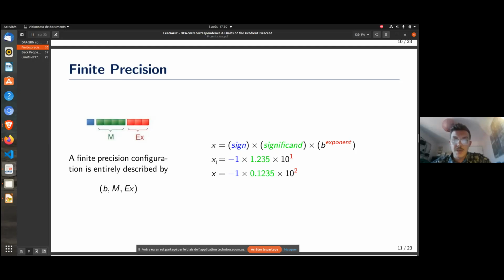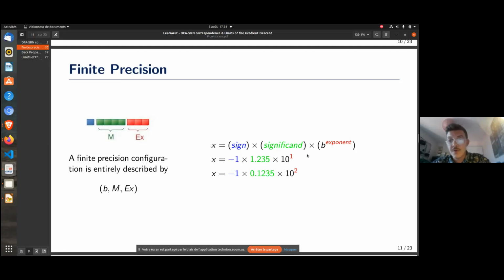And so here we have an example. Let's say that the basis is 10. So we have this -12.35, which is written as -1 times 1.235 times 10 to the power 1. It's maybe an unusual way to write it down, but it is valid. And here we have another expression of this same float number. So we don't have a unique way of writing them down.